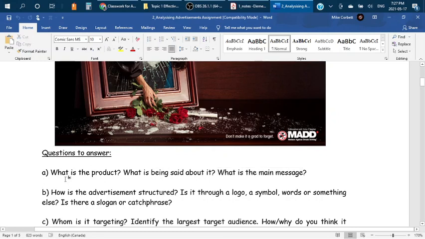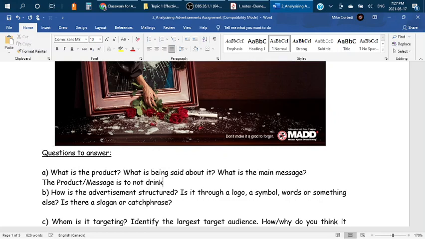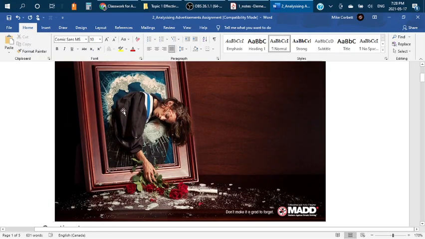So essentially we'll focus on what is the main message. So I only need a sentence or two for each answer. I'm not looking for paragraphs here, so we could just say the product/message is to not drink and drive, because that is essentially what they're saying. Clearly, the ad is showing the negative consequences of what could happen if you are drinking and driving.